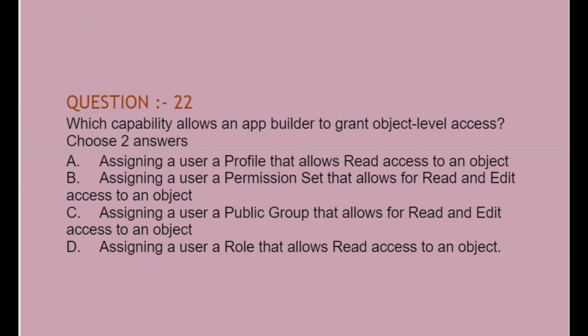Question is which capability allows an app builder to grant object level access? Choose two options. Option A, assigning a user a profile that allows read access to an object. Option B, assigning a user a permission set that allows for read and edit access to an object. Option C, assign a user a public group that allows for read and edit access to an object. Option D, assigning a user a role that allows read access to an object.